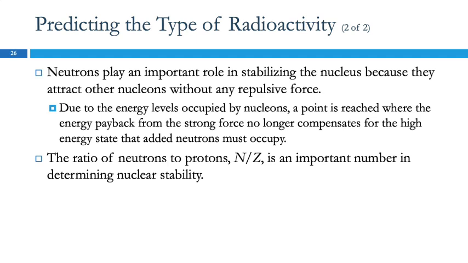So protons and neutrons occupy energy levels in a similar way to electrons, right? So the lower energy electrons are close in to the nucleus, and then as you add electrons, they're higher and higher in energy. And so the same is true for protons and neutrons. The great thing is we're not going to study their energy levels. So what we find is that this ratio of neutrons to protons is an important number in determining nuclear stability.